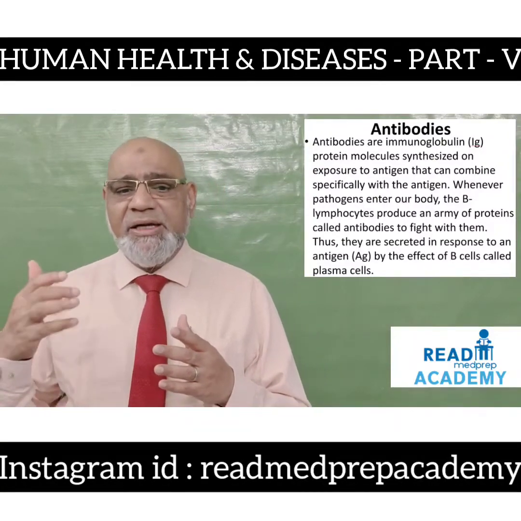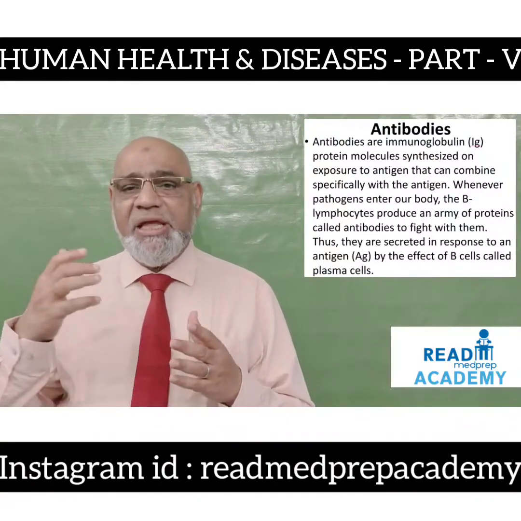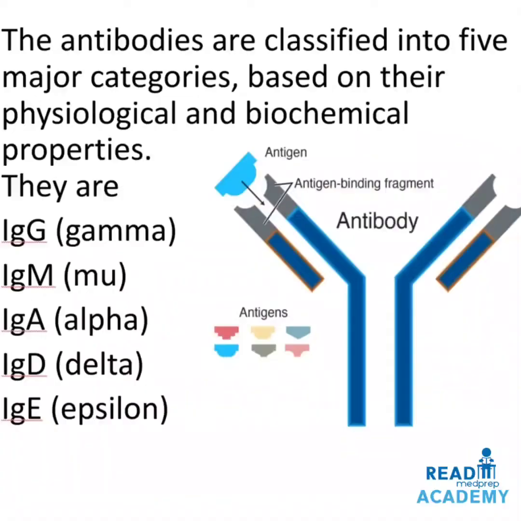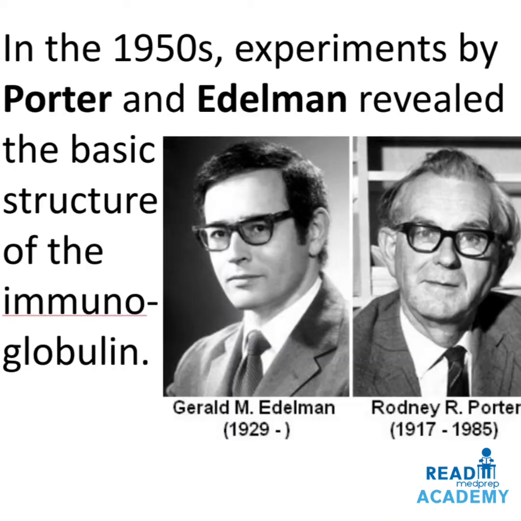Thus, they are secreted in response to an antigen by the effect of B cells called plasma cells. The antibodies are classified into 5 major categories based on their physiological, biological and biochemical properties. They are IgG gamma, IgM mu, IgA alpha, IgD delta and IgE epsilon. On the right side you can see the antibody combining with the antigen. In the 1950s, experiments by Porter and Edelman revealed the basic structure of the immunoglobulin.